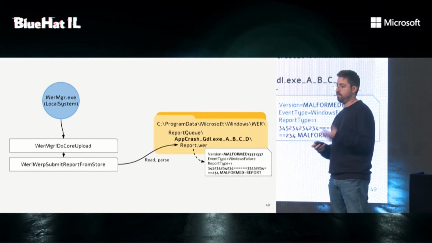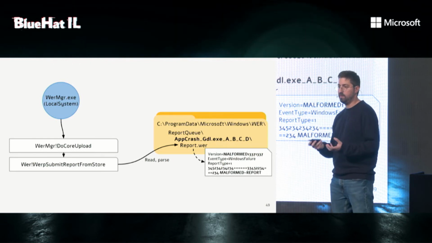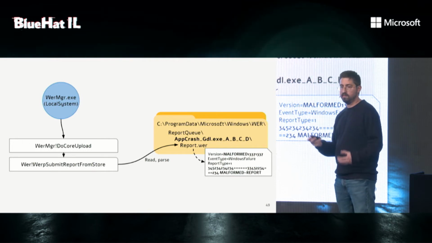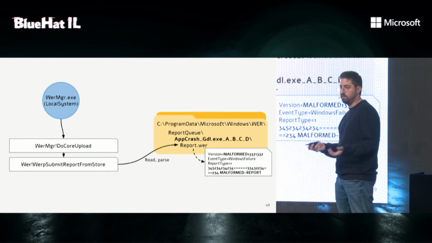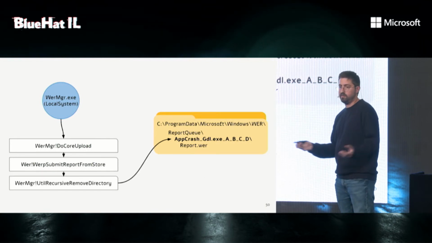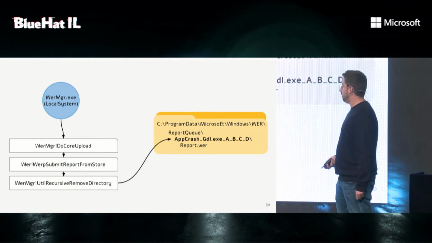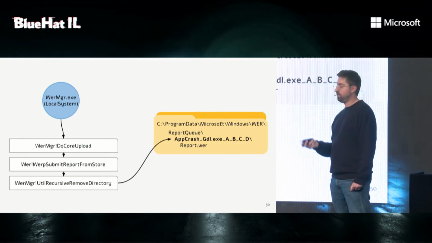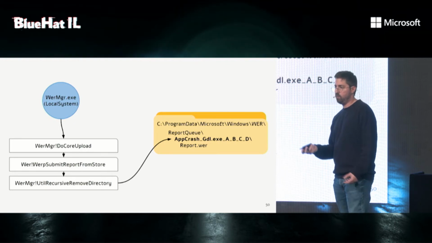And what happens if that report data is corrupted? It could be just an empty file, an invalid INI file, or even if WerMgr is not happy with some of the fields in it. In that case, WerMgr will decide to discard the report because there's no point in sending a corrupted report to Microsoft. So it will want to delete it from disk because otherwise it will just waste storage space forever. So it will call the util recursive remove directory function, whose purpose is to enumerate all the files under the report directory and delete them one by one.